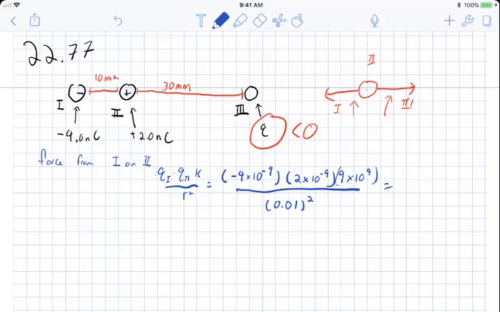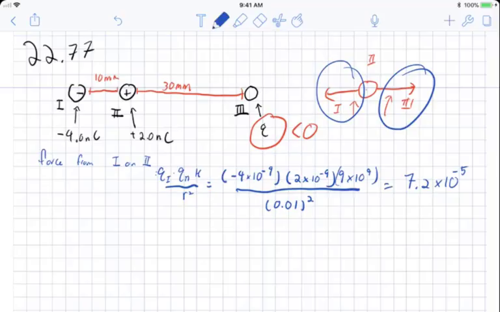Alright, so it's 7.2 times 10 to the minus 5. So this force here is 7.2 times 10 to the minus 5, and that means this force here pulling it to the right must also be 7.2 times 10 to the minus 5. So the force from 3 on 2 must have the same strength in the positive i-hat direction.